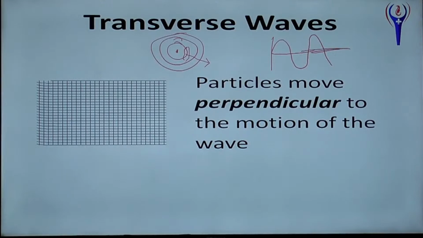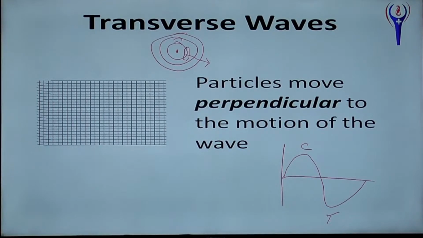The direction of propagation of the wave is this direction. Particles vibrate in this direction, the y-axis. This is the x-axis. If the particles of the medium vibrate perpendicular to the direction of propagation of the wave, that is called a transverse wave. And a transverse wave produces two things: crest and trough. First definition, note down. What is a transverse wave? The particles vibrate perpendicular to the direction of propagation of the wave. And a transverse wave produces two things: crest and another one trough.